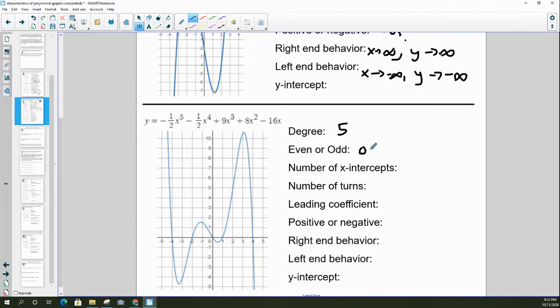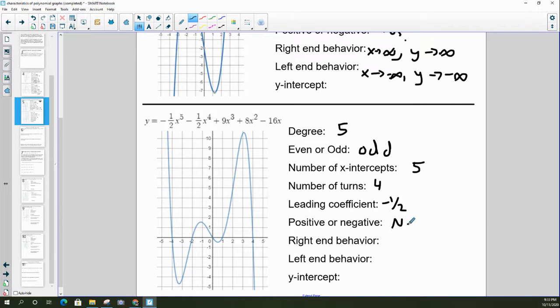It is odd. Number of x-intercepts: 1, 2, 3, 4, 5. Number of turns: 1, 2, 3, 4. Again, degree is the same as x-intercepts. Turns is 1 less.